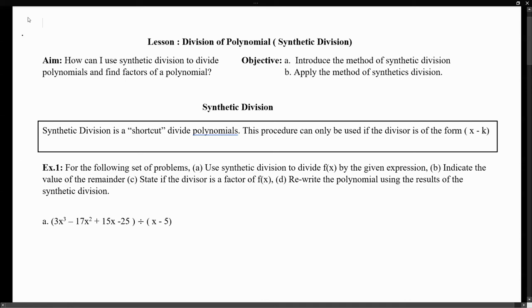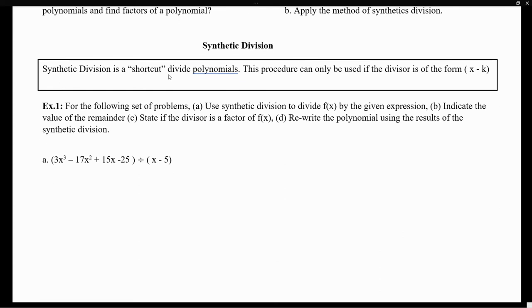Welcome. In this video, we're going to be discussing how to properly divide polynomials using synthetic division. So let's get started. Synthetic division, you can think about it as a shortcut to divide polynomials, but there is one restriction, and that restriction is that we can only divide using binomials in the form x minus k. Some examples: x minus 5, x minus 2, x minus 20.